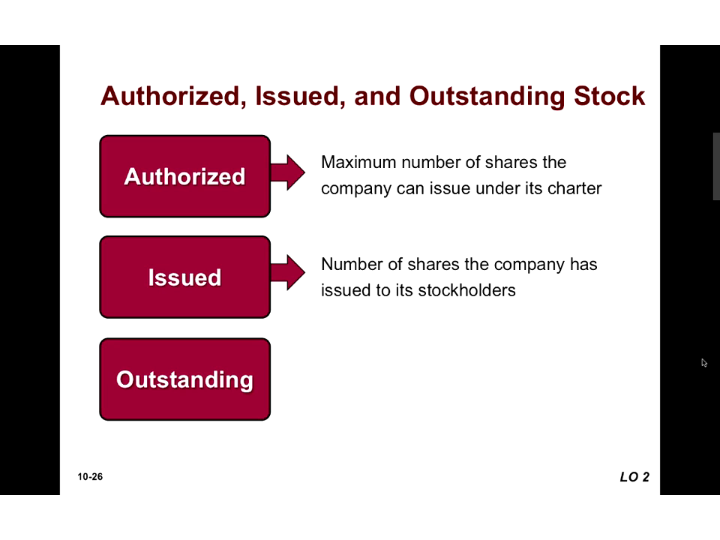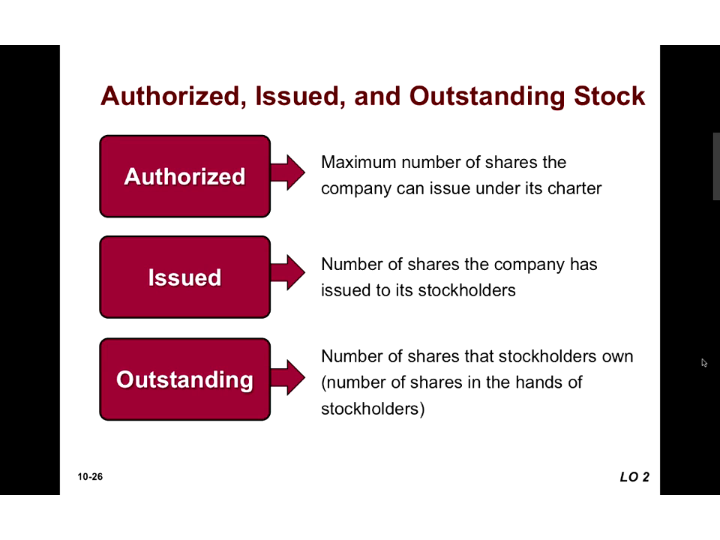And then our final number here is outstanding. Now, outstanding are the number of shares that are in shareholders' hands. So that's what shareholders actually own right now. And what's the difference between issued and outstanding? The difference between these two numbers is how many shares the company has bought back of its own stock. Companies will go back out in the market and buy their own shares back for various reasons. We'll talk about that in a little bit. But once they buy the shares back, they're no longer outstanding.